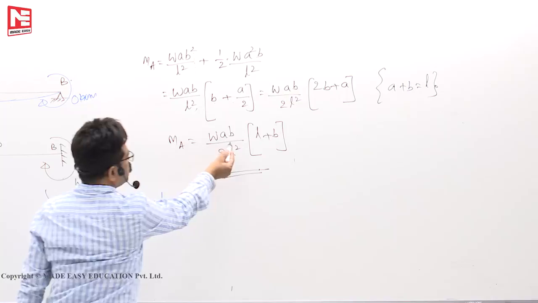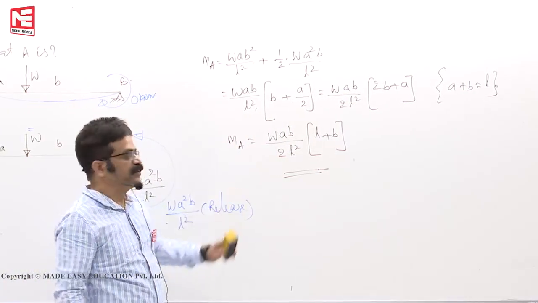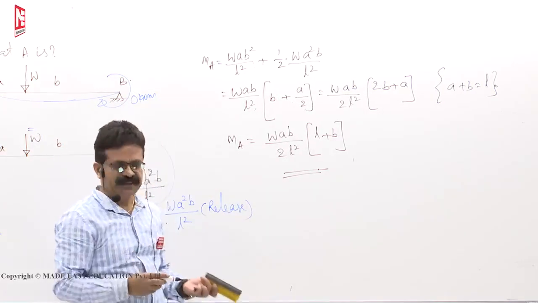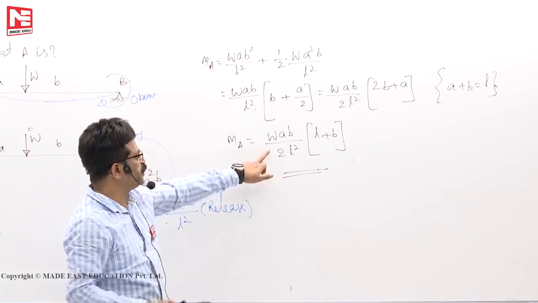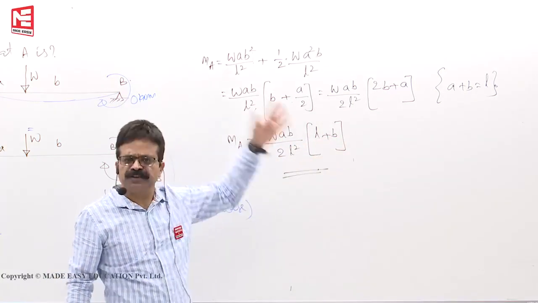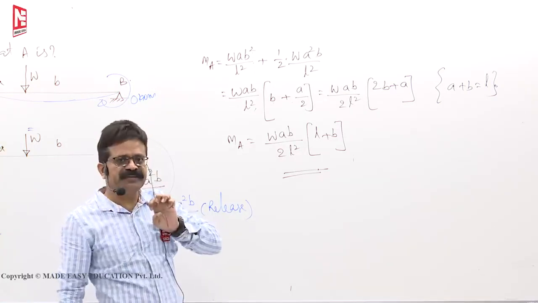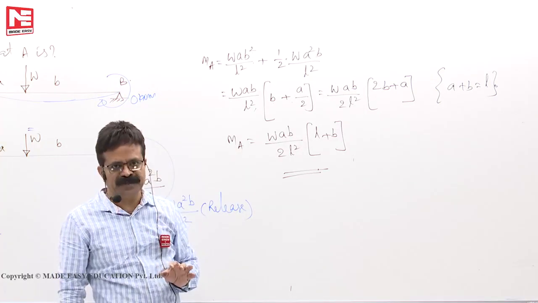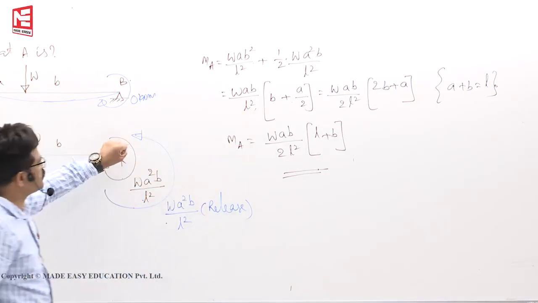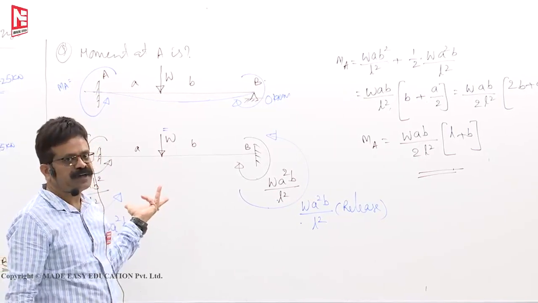See, now to remember this one is very difficult, WAB by 2L square into L plus B. If you learn it by heart without understanding, then you may forget that formula, whether 2 should be kept in the denominator or numerator, shall we write plus or minus? Because so many formulas you have memorized, in that one formula is attached to some other formula, then it is gone. This way it is very simple: fix, release, carry over.